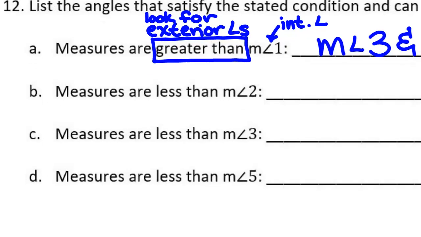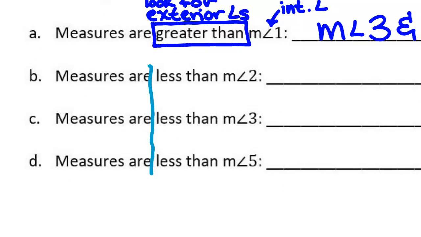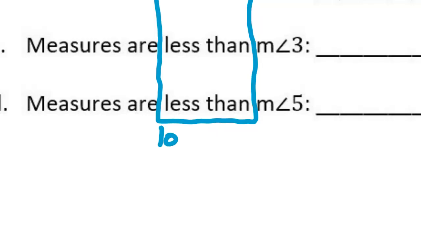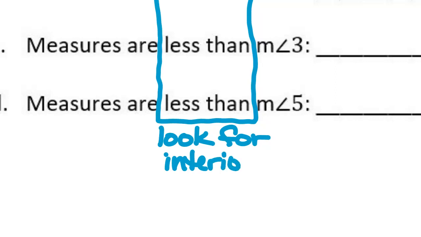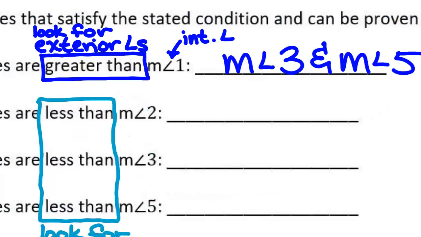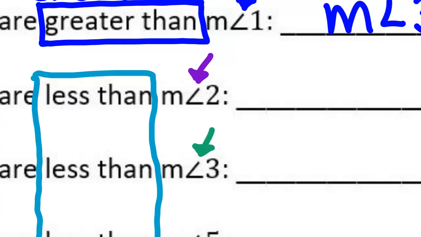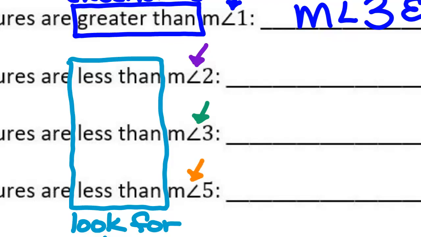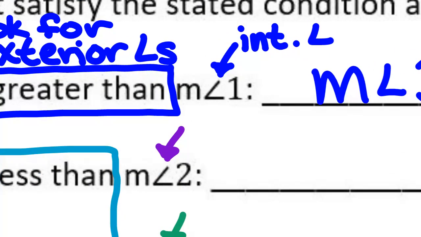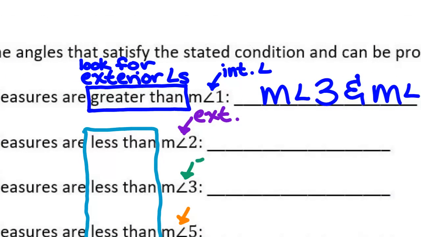The next three examples all say less than. If greater than meant that I had to look for an exterior angle, what do you think less than would mean? Look for an interior angle. Which means these angles that they're giving me out here would all have to be what type of angles? They all have to be exterior angles. If I'm looking for an interior angle, they're giving me exterior angles.